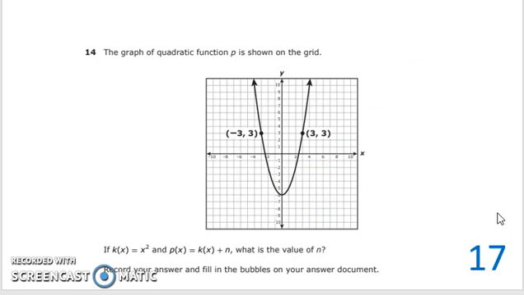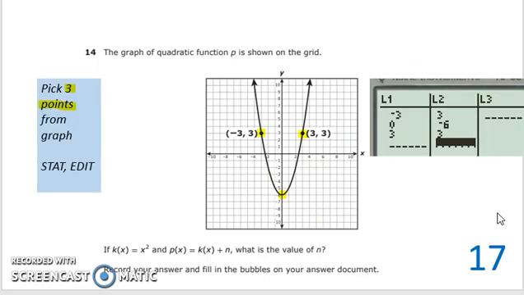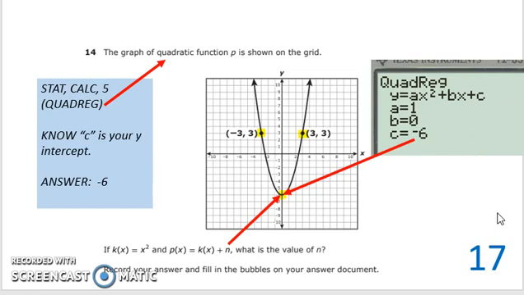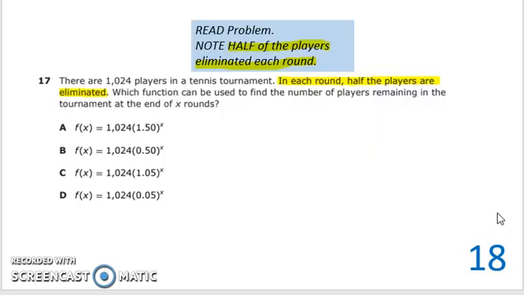On this one, what we're going to do is we're going to pick 3 points. 2 of them are very clear. They actually give them to them, and then we go and find the vertex. I put in 0, -6. I do a quadratic regression because the question says quadratic. And I know that C is my y-intercept, so the answer to this problem is -6.